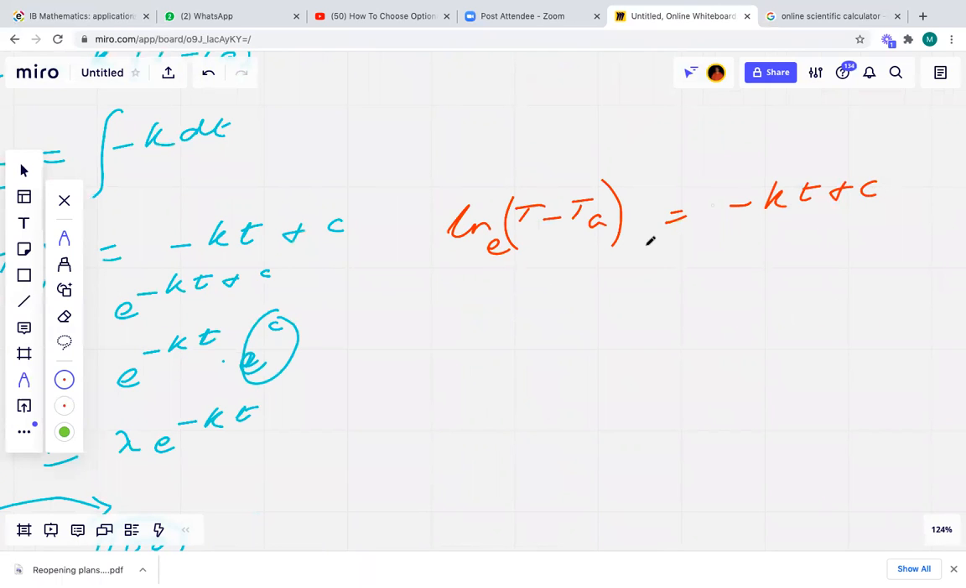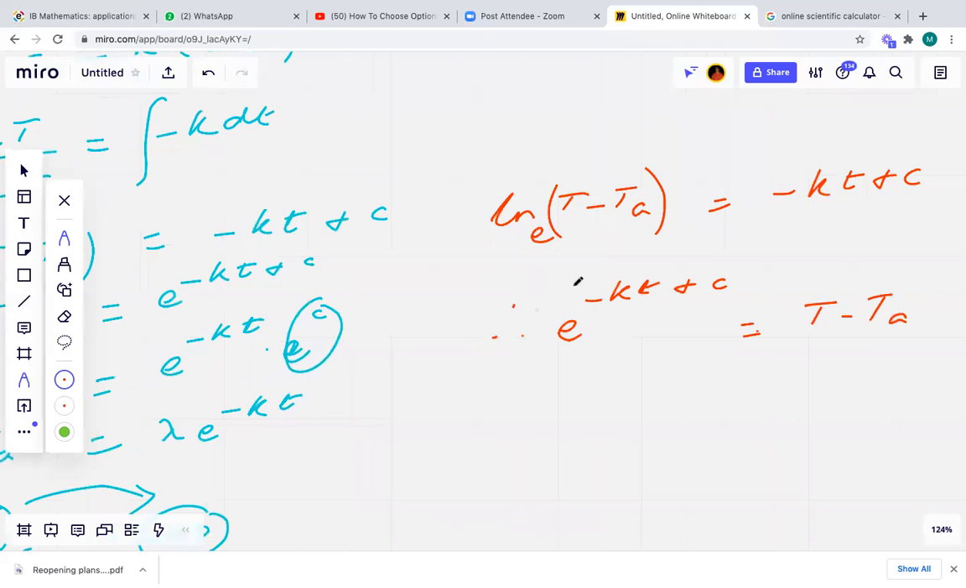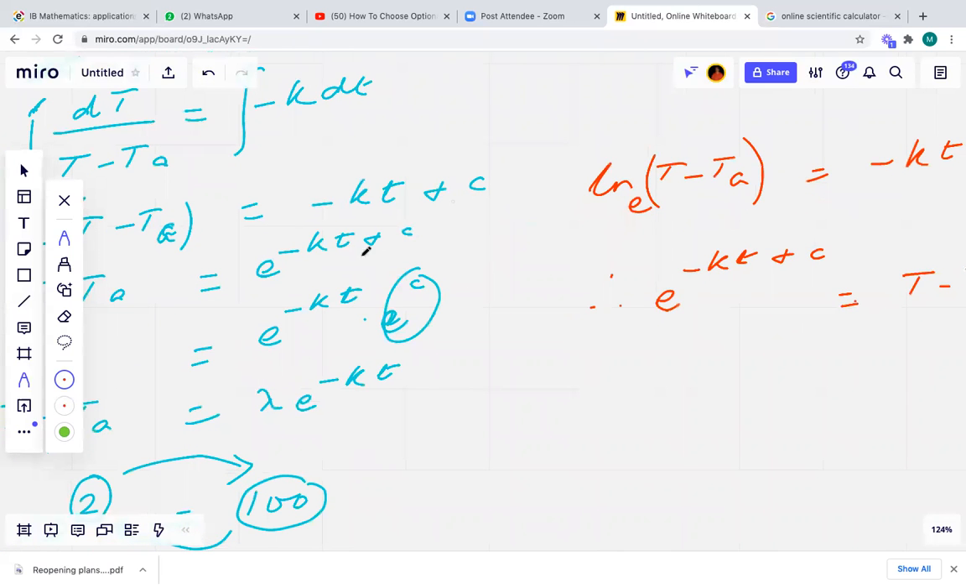So I can take the exponential here. Therefore e raised to minus kt plus c is T minus T_A. I've used the exponent rule: e raised to minus kt plus c is e raised to minus kt times e raised to c.